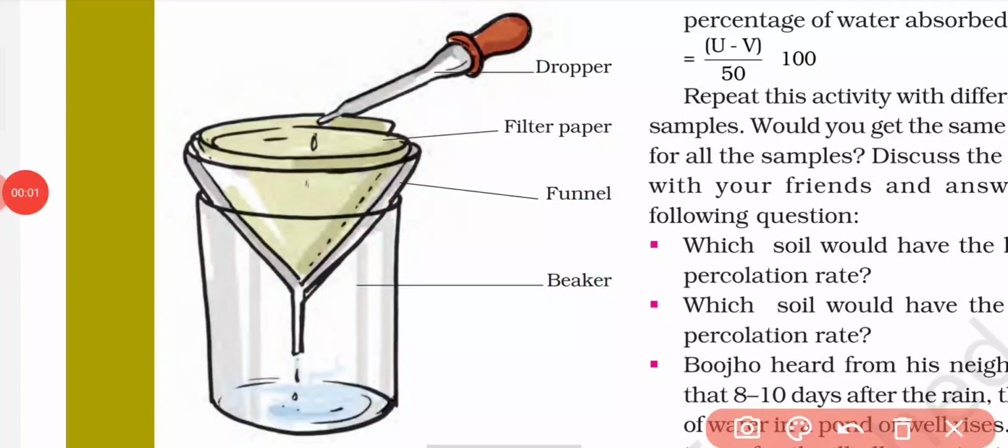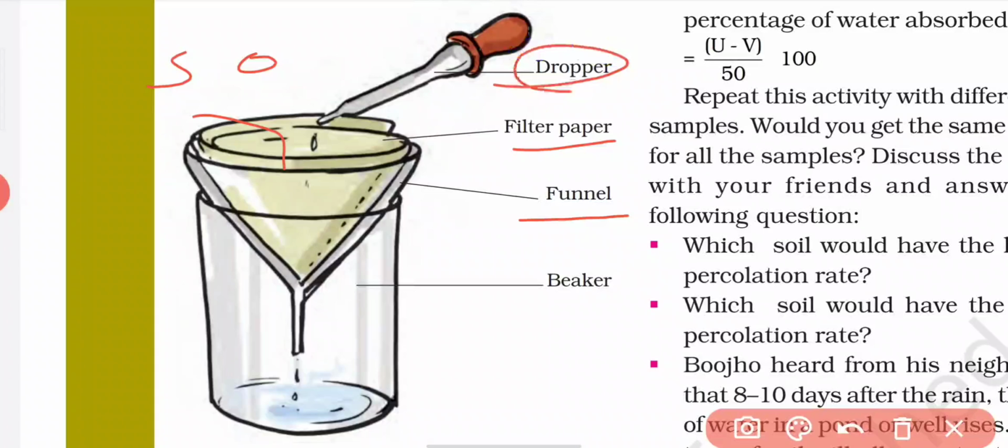In this diagram, we can easily see that we are taking the funnel and making another funnel using the filter paper or a newspaper sheet. Then we are adding 50 grams of dry powdered soil in the funnel. Then we are adding a certain amount of water using a dropper. Drop by drop we add the water, and when the water comes out from the funnel, we have to stop pouring the water.